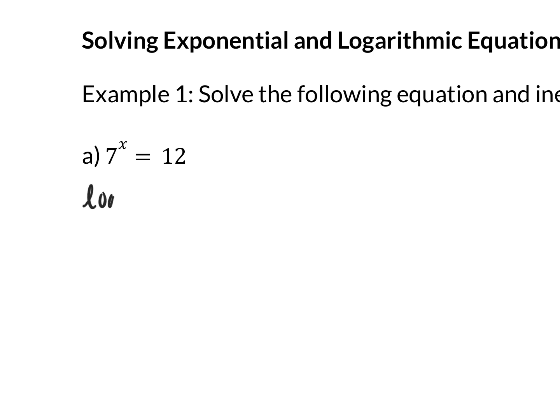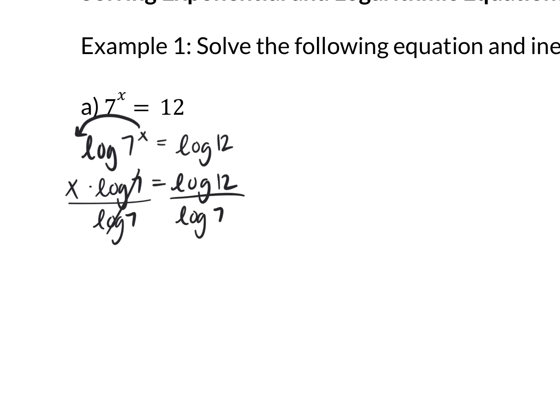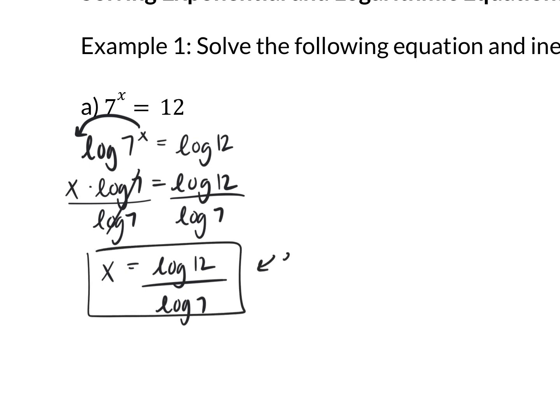So I can take the log of both sides, and then using our power rule, we can rewrite that as x times log 7 is equal to log of 12. Then if I'm solving for x, I can divide by the log of 7 on both sides. That's just a number. So x is equal to log of 12 divided by log of 7. This is our exact answer.